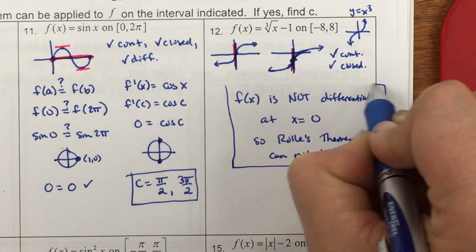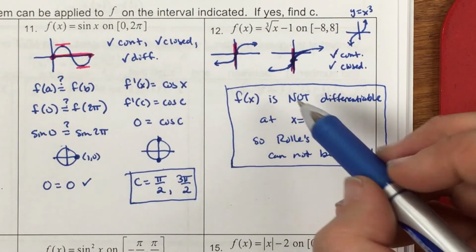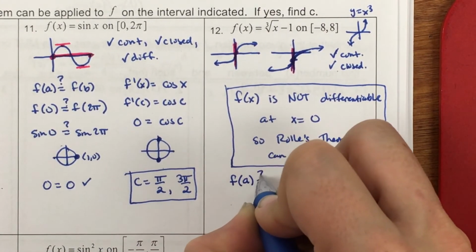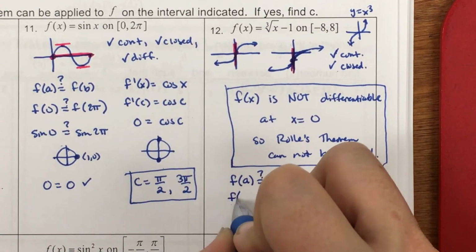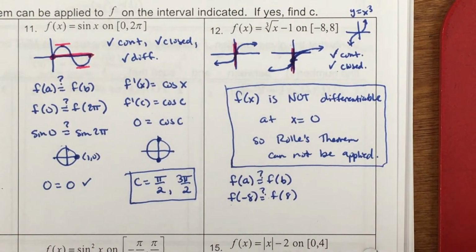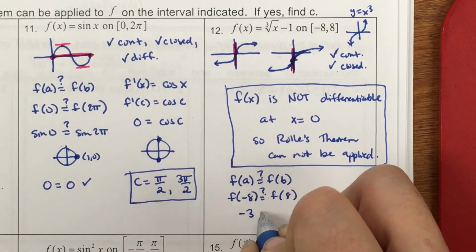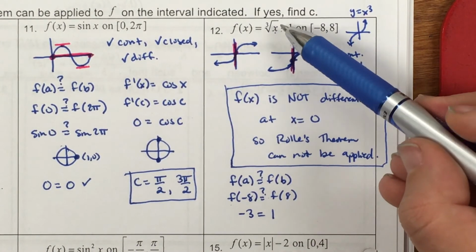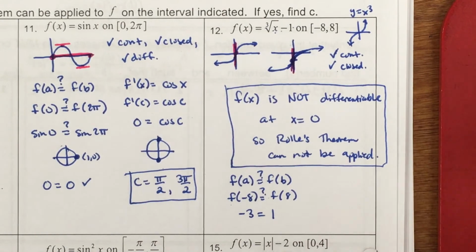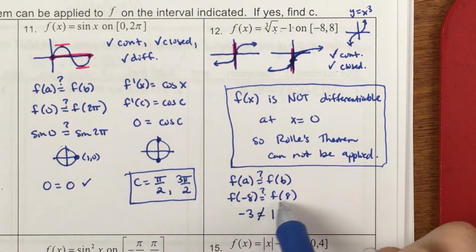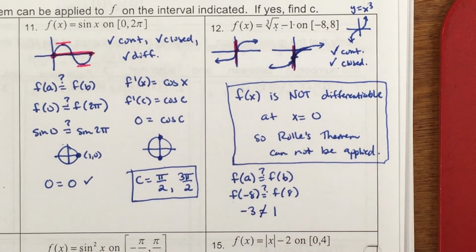However, I want to show you one other thing. Say you didn't catch that. You didn't realize that it wasn't differentiable at 0, and you just proceeded to the next step, which was, does f of a equal f of b? If you had done that, you would have had f of negative 8, does it equal f of positive 8? And if you plugged that in, you would have ended up getting negative 3 equals 1, because the cube root of negative 8 is negative 2, minus 1. The cube root of positive 8 is 2, minus 1. So anyway, you would have ended up with that, which is not equal. So then you could say, okay, Rolle's theorem does not apply because f of negative 8 does not equal f of 8. So you would have figured that out even if you hadn't caught that it was not differentiable.